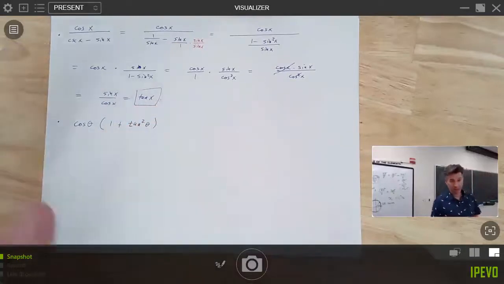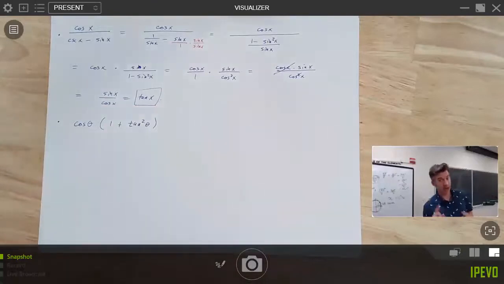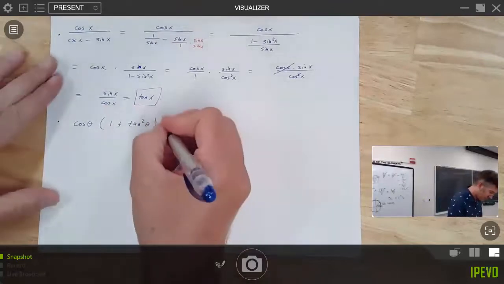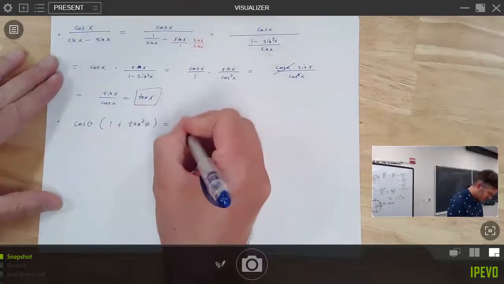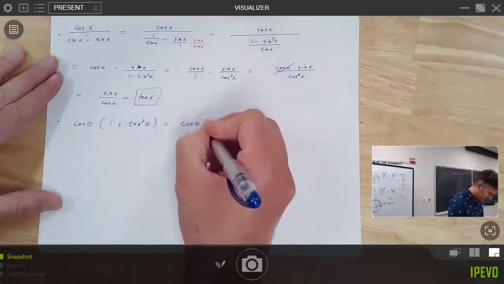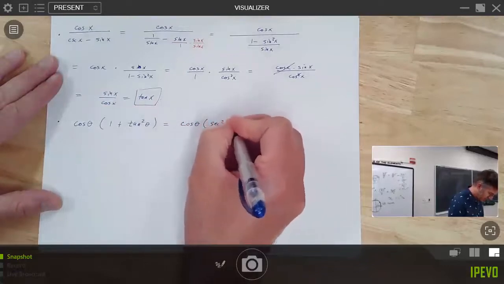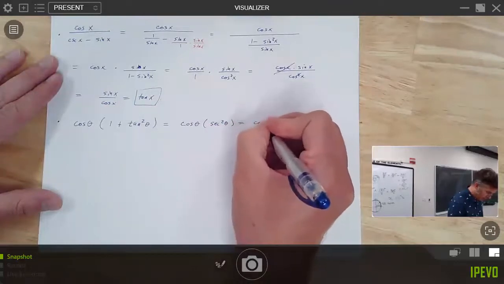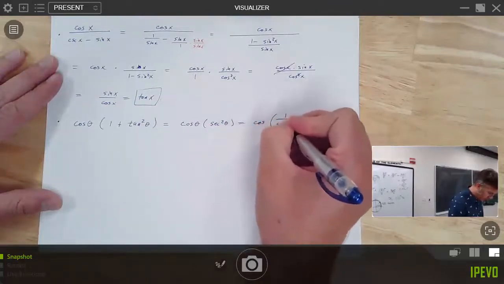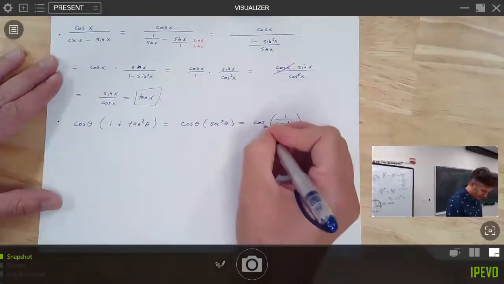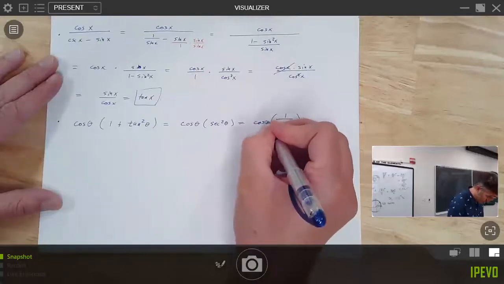So one way this is easy is to say, I know that 1 plus tangent squared is secant squared. So 1 plus tangent squared is secant squared. So you have cosine of theta times secant squared theta. But then secant squared is 1 over cosine squared. And then you can cancel cosine of theta. You need that theta there.